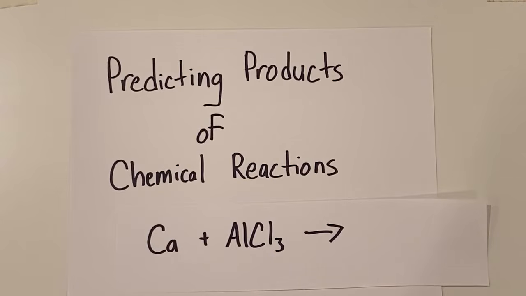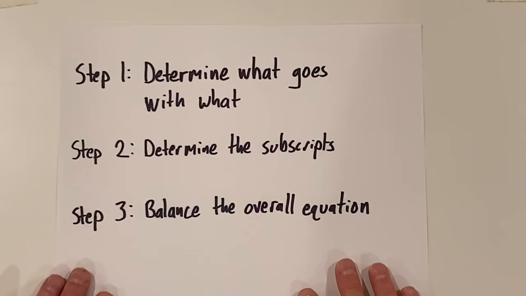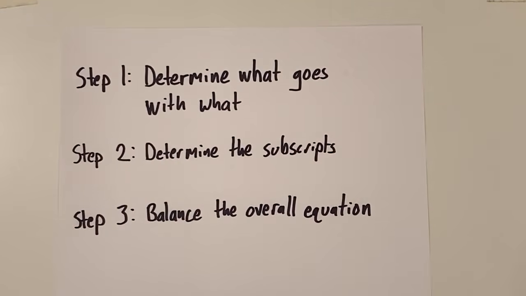By the end of this video, you'll know the steps in order to predict the products of chemical reactions if you're given a set of reactants. We're going to have three key steps in order to make these predictions here. So let's put them up. Step one is to determine what goes with what.